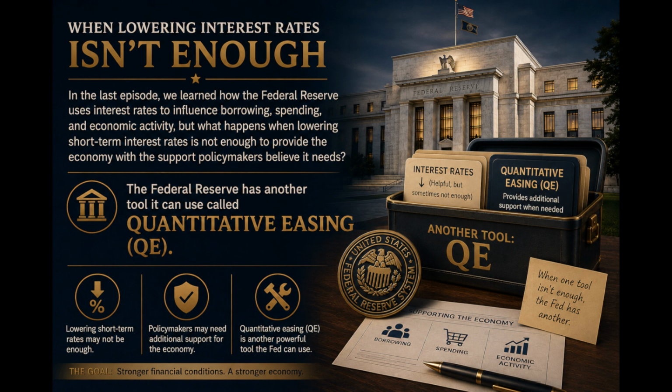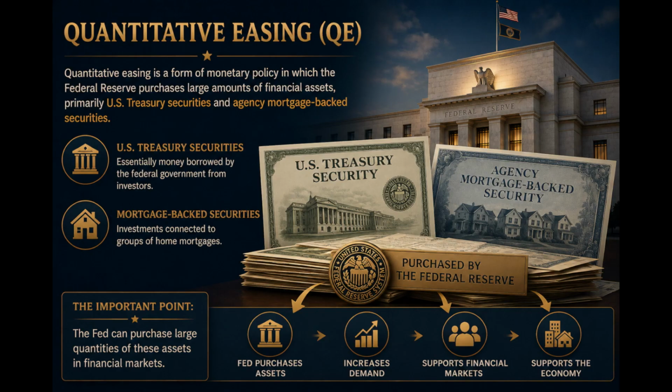In the last episode, we learned how the Federal Reserve uses interest rates to influence borrowing, spending, and economic activity. But what happens when lowering short-term interest rates is not enough to provide the economy with the support policymakers believe it needs? The Federal Reserve has another tool it can use called quantitative easing, or QE.